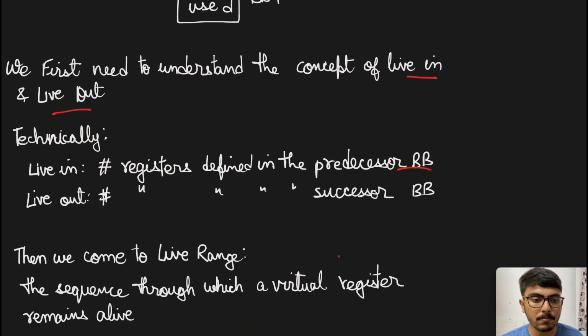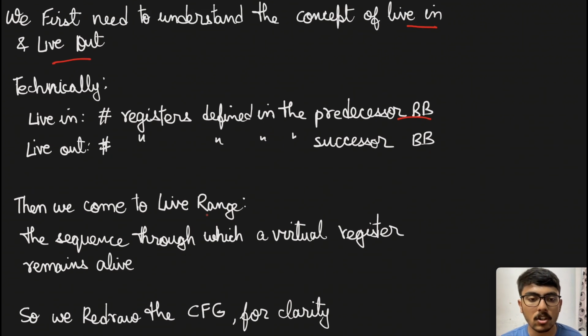Then we have another thing called live range. Live range is a sequence of basic blocks through which a virtual register remains alive. As I mentioned, the number of actual registers in a system is limited, so we need to consider virtual registers while building our code, in order to build the code efficiently from a programmer's perspective, and then we can optimize it with respect to the machine. Okay, so this is live range.